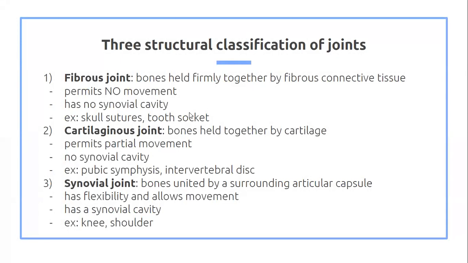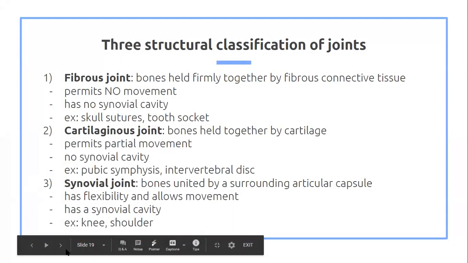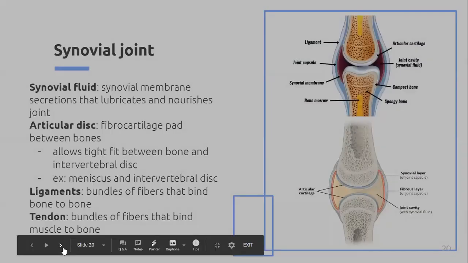And these three are the structural classifications. You're going to use these three terms to describe the structure, how it's structured. So bones held firmly by fibers, connective tissue; bones held together by cartilage; bones united by a surrounding articular capsule. It's how it's structured. It's the structural.